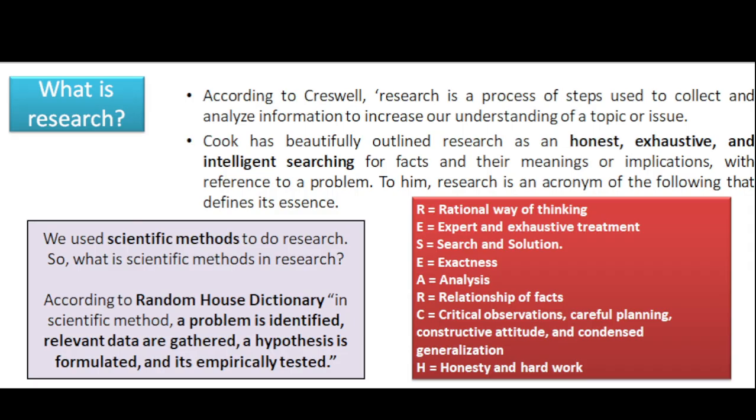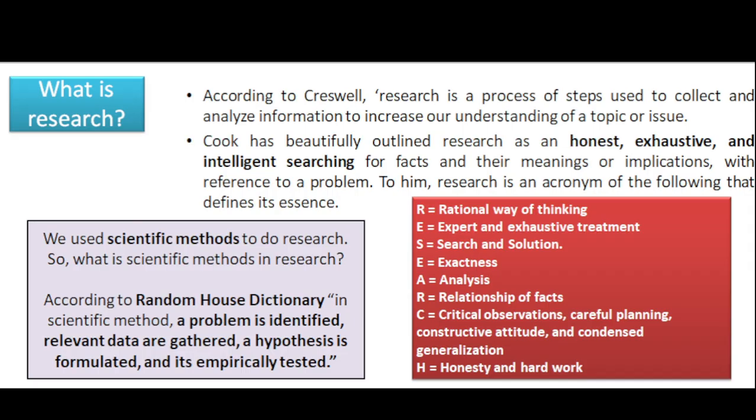So observations: identifying a problem based on observations. And then questions: formulating research questions based on the problem. And then hypothesis: proposing a testable statement. Experimentation: gathering and analyzing data to test the hypothesis, and drawing conclusions based on the analysis, determining whether the hypothesis is supported or not. So identifying a problem, gathering relevant data, formulating a hypothesis and empirical testing are essential steps in the scientific method given by the Random House Dictionary.